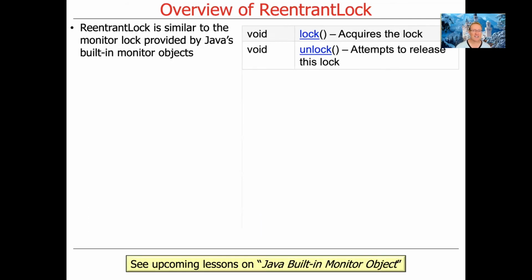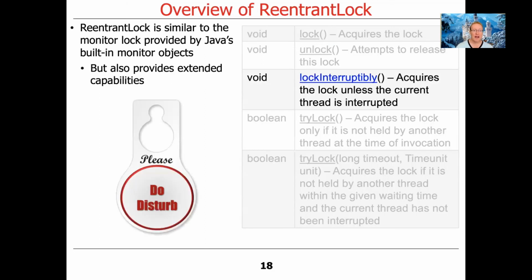ReentrantLock has a lot of things in common with Java's synchronized keyword, which is part of the built-in MonitorLock. So the MonitorLock that comes out of the box with Java objects since day one has many things in common with the ReentrantLock. In particular, you can lock something to get exclusive access to a region of code, and then you can unlock it when you're done. So those parts are basically the same. However, there are also extended capabilities.